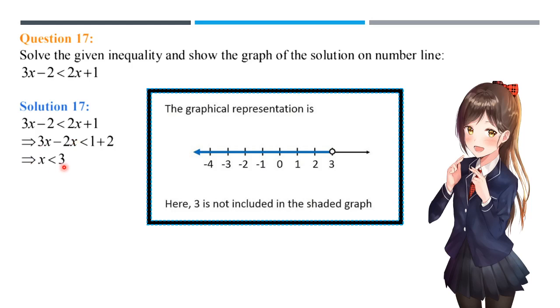How much less? We don't know. Till minus infinity. So on the number line we can represent it like this. But at 3 we will make this hollow, because 3 is not included. x is less than 3, not equal to 3. So we'll make the graphical representation like this.